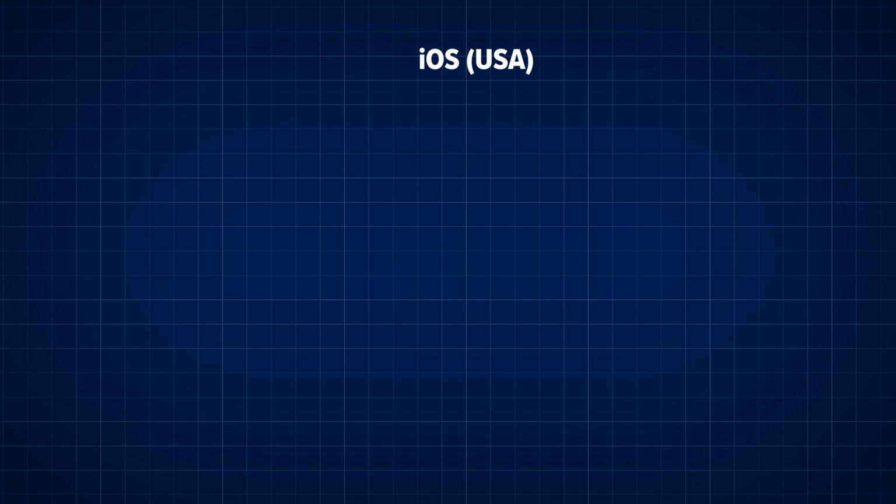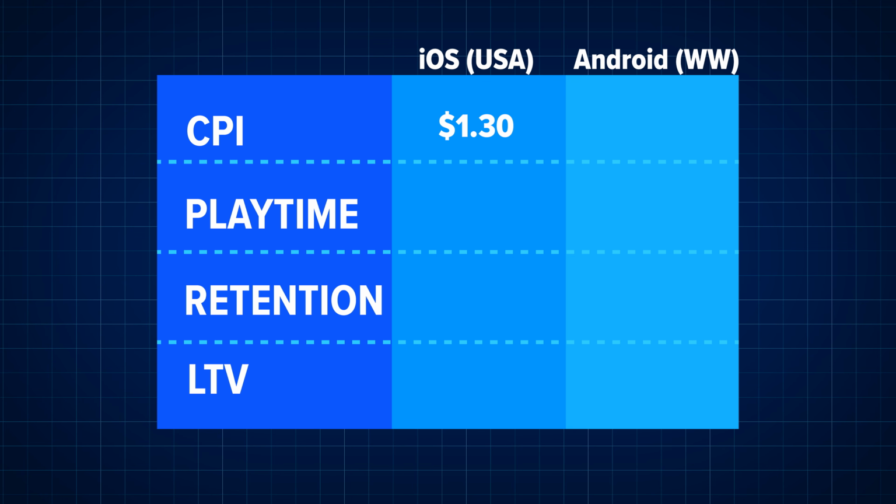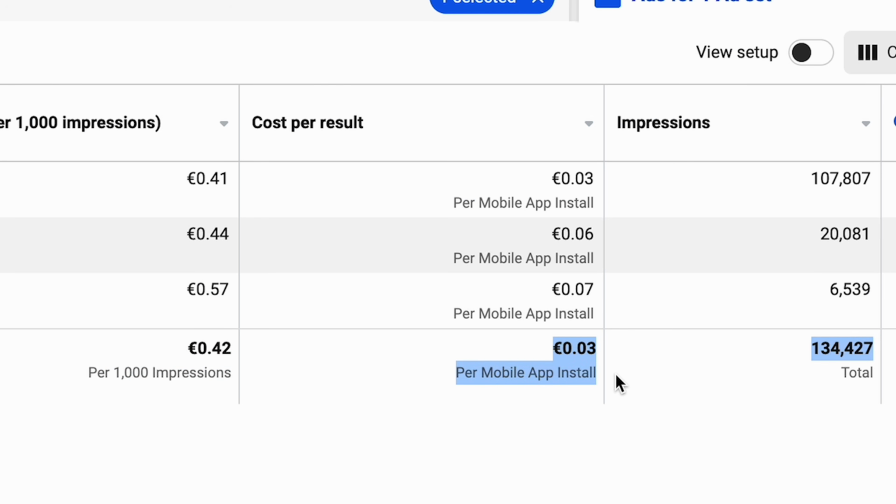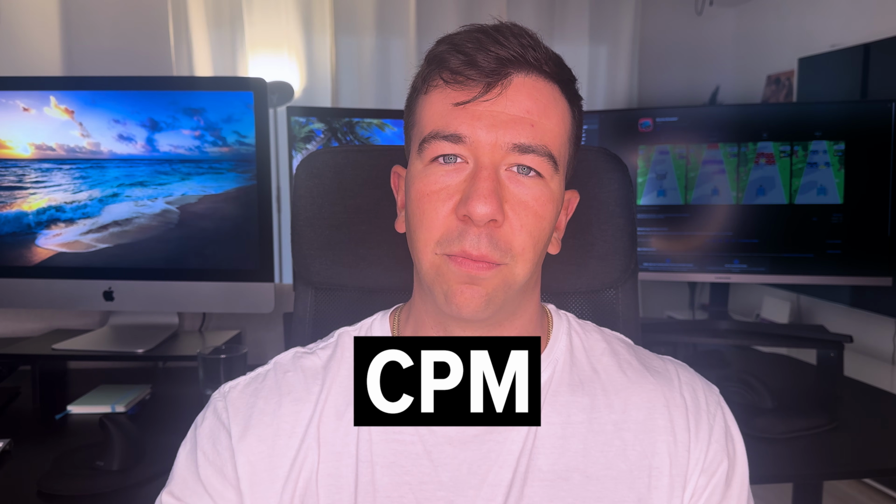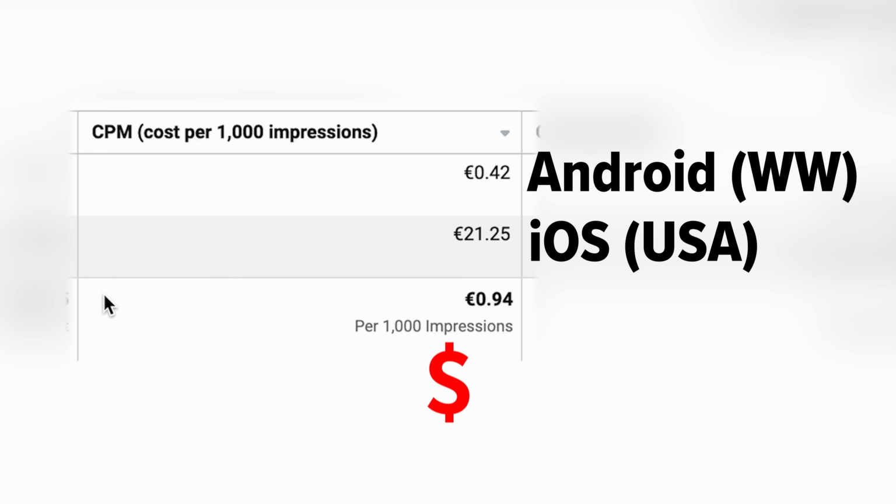Now let's quickly take a look at the KPIs. On iOS, US, we have a CPI of $1.30, and on Android worldwide, we have a CPI of 3 cents. The main reason why the CPI differs that much is because the cost per mil, like how much you get charged, how much you have to spend to get your ad 1,000 times seen, is higher in tier 1 countries like the US as compared to tier 3 countries.